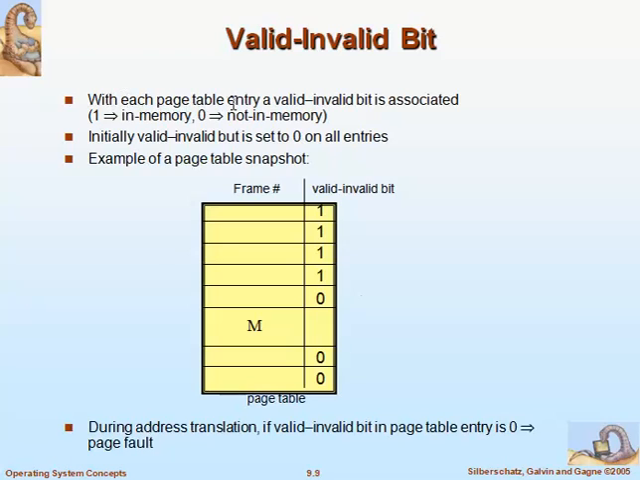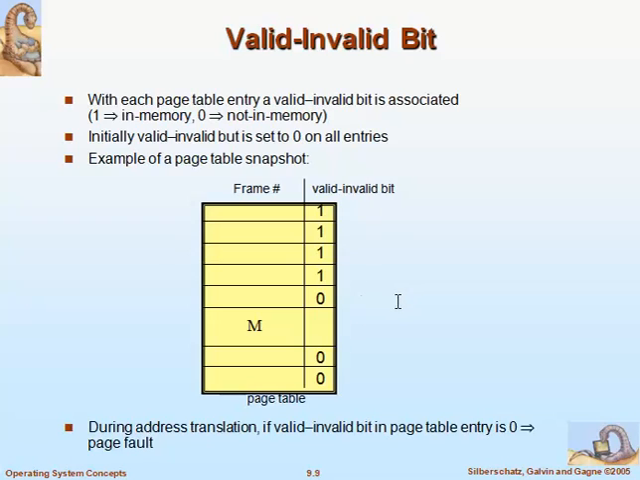With each table entry a valid invalid bit is associated. One is in memory, or we can say it is valid. In case of demand paging we use it as in memory, and 0 is not in memory. Also it can be invalid, so we will take 1 as valid and 0 as invalid. Initially the valid invalid bit is set to 0 on all entries, so all the entries would be initially 0.